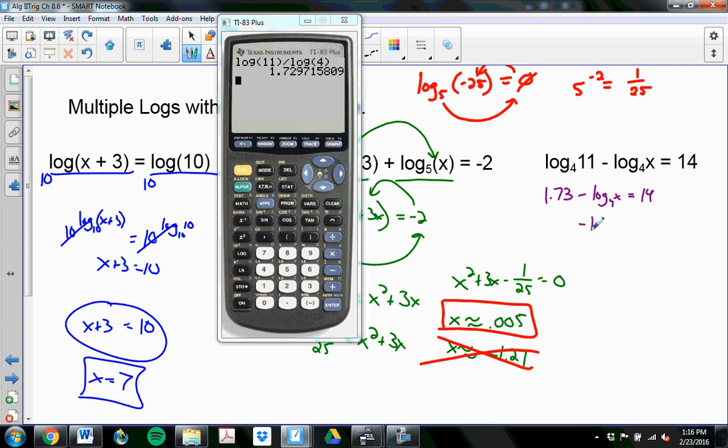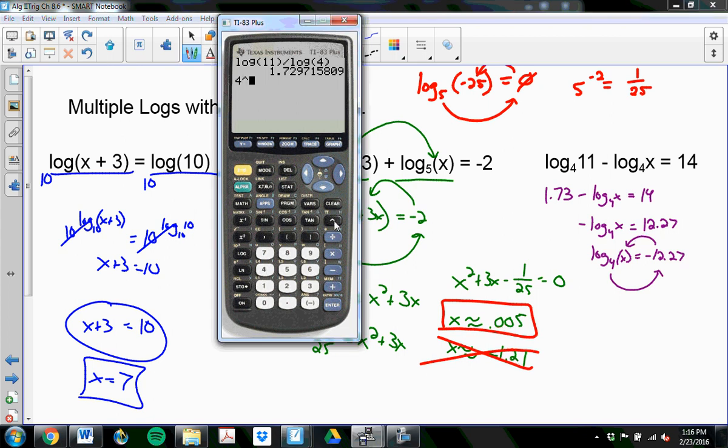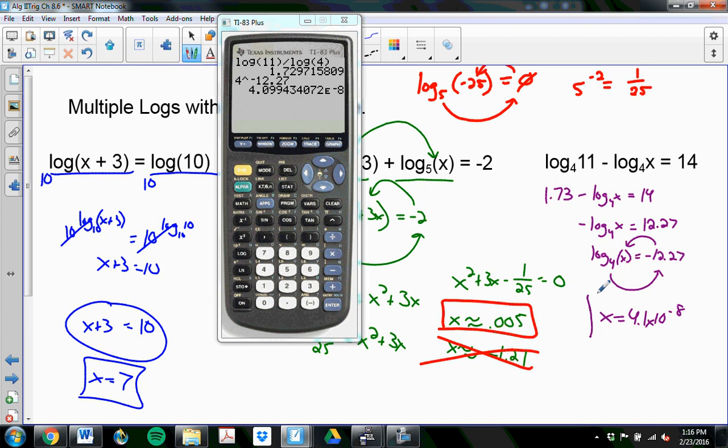So I can solve a little bit. Add or subtract the 1.73 from both sides, and I get 12.27. Divide both sides by negative 1. And then 4 to the negative 12.27 power equals x. And x is going to be 4.1 times 10 to the negative 8. Very silly answer, but certainly a possible one. Now that's not the only way to do this, but it's just worth recognizing this is just some number. Treat it like it's some number.